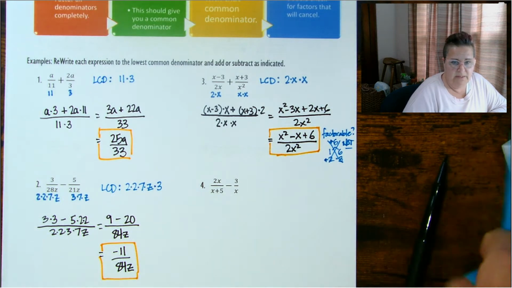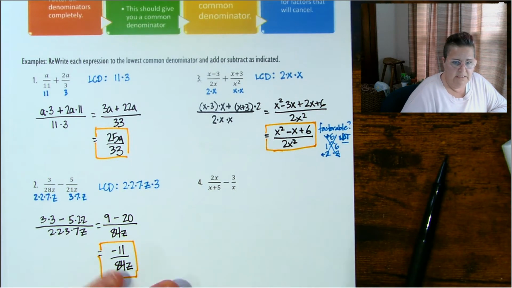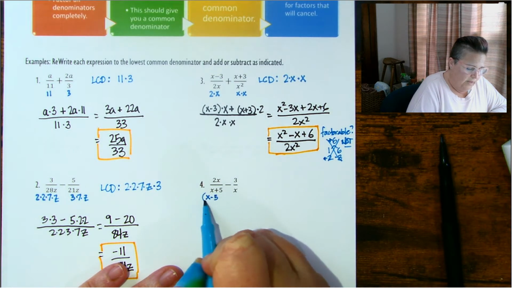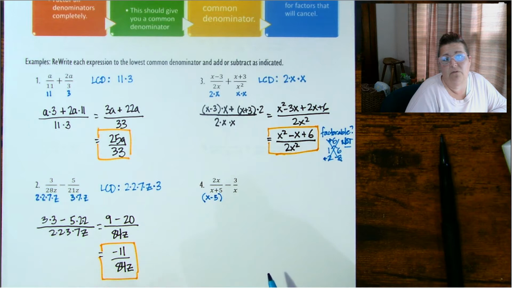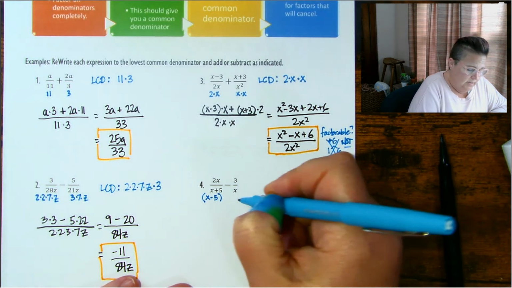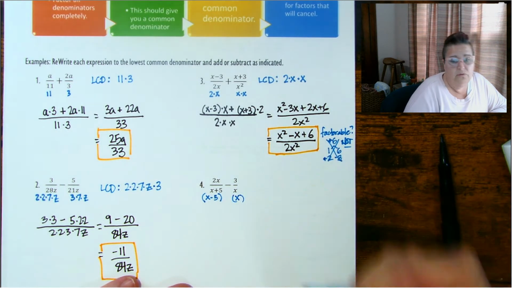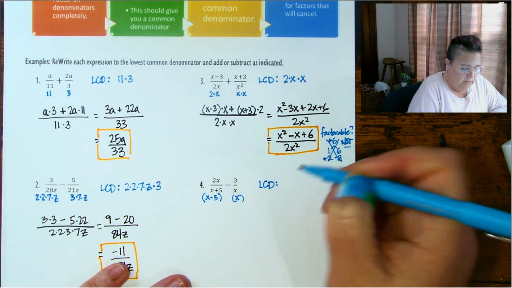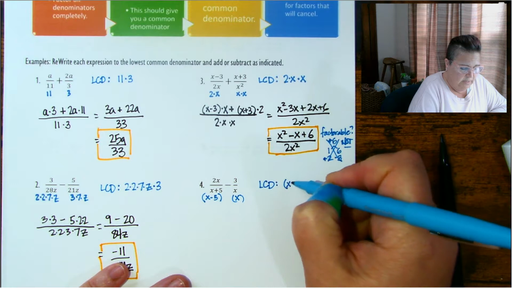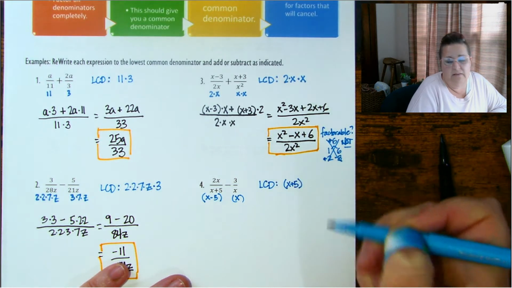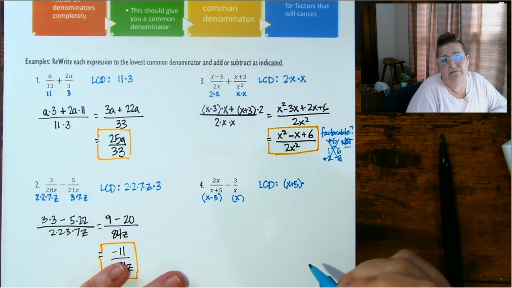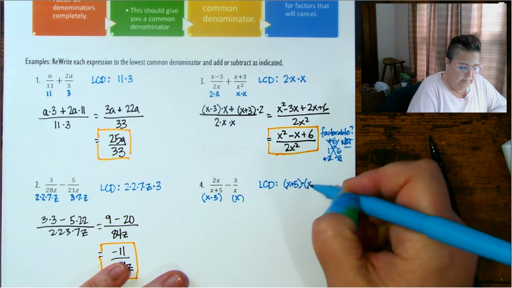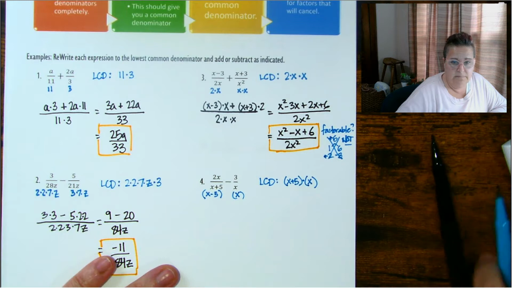And the next one, I have 2x over x plus 5 minus 3 over x. My first denominator is the x plus 5. It is the only denominator or factor there. The second denominator is x. That is also the only denominator. So my least common denominator is made up of the first denominator, x plus 5. And then I want to multiply that by any factor that was not already included. That would be this x.